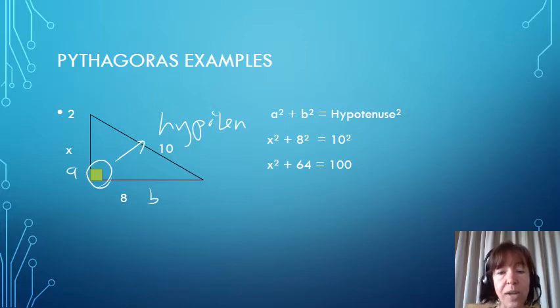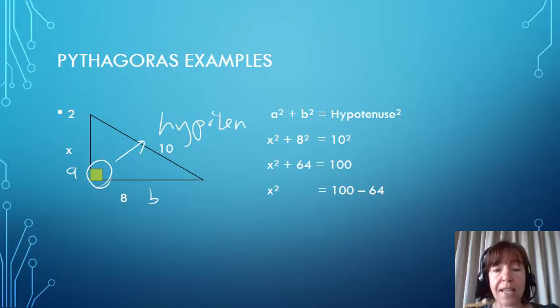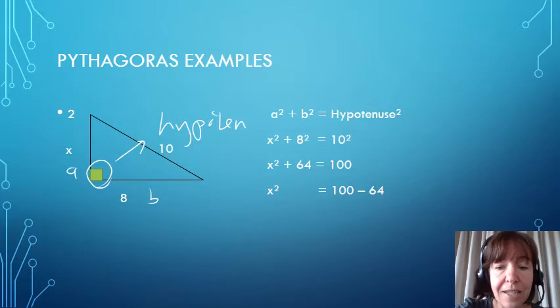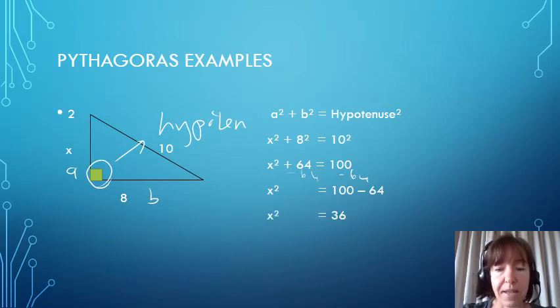Again, I'm going to square those, so 8 squared is 64 and 10 squared is 100, and x squared equals 100 minus 64. I've pretty much just taken 64 off both sides, and that's 36. We all know that the square root of 36 is 6. So again, really, really easy to do those.